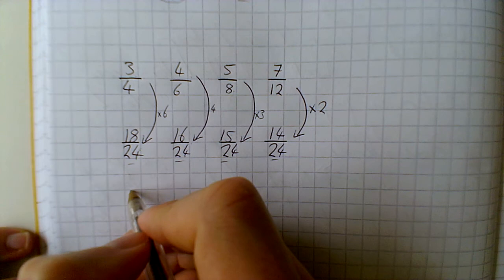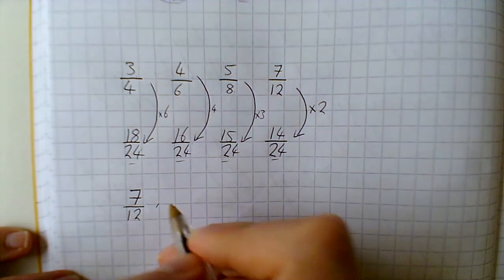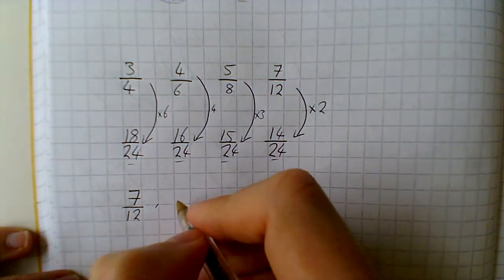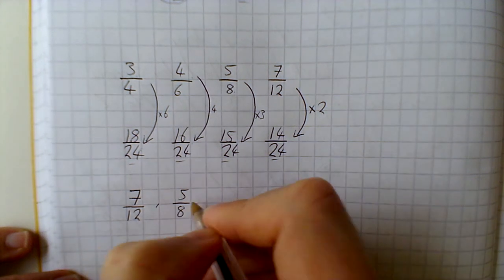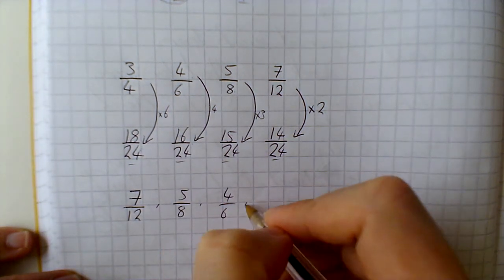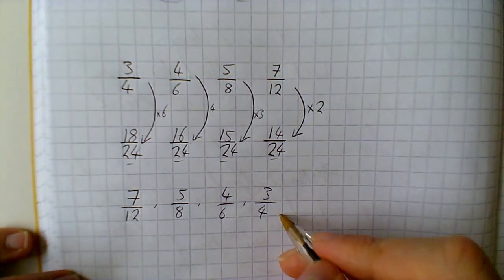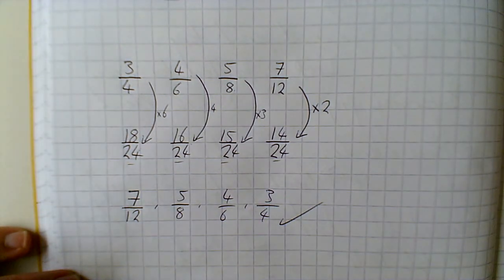What we then need to do is to write them out in order of ascending order, okay? That means smallest to biggest. So this was our smallest fraction, then 5/8 was our next biggest fraction, then 4/6 was our next biggest fraction, and finally 3/4 was our biggest fraction, okay? We have ordered them in ascending order from smallest to largest.